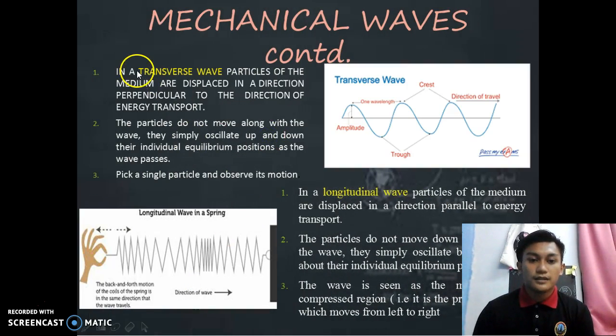Alright, here you can see in a transverse wave, particles of the medium are displaced in a direction perpendicular to the direction of the energy transport. You can see it moves like this. The particles do not move along with the wave, but simply oscillate up and down about their equilibrium position as the wave passes. Alright, let's go to the longitudinal wave. You can see it moves right to left, right to left. We call it a direction parallel to the energy transport.